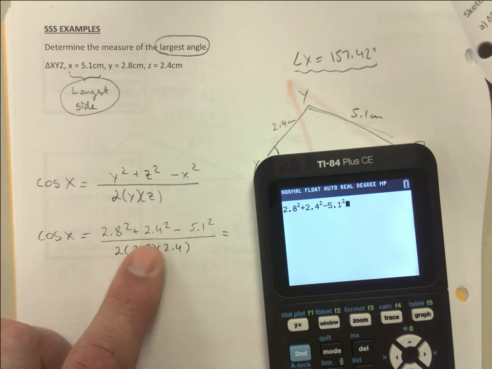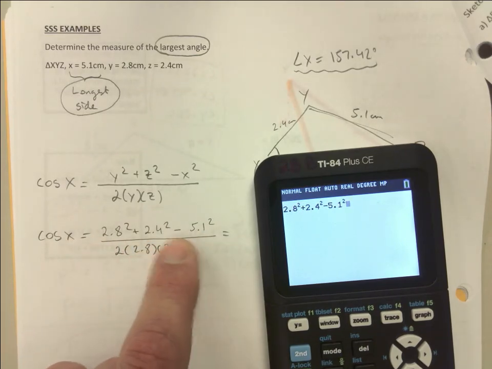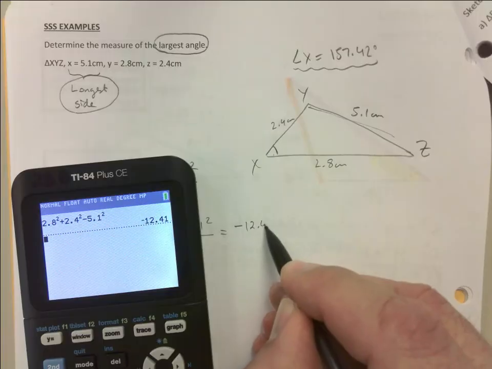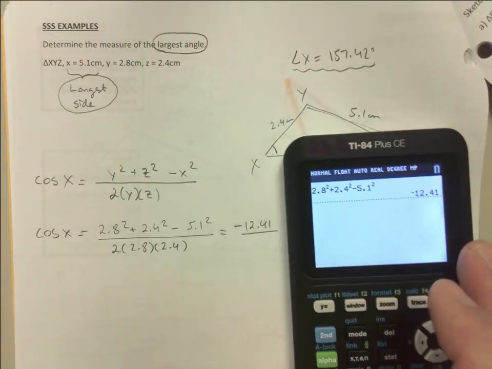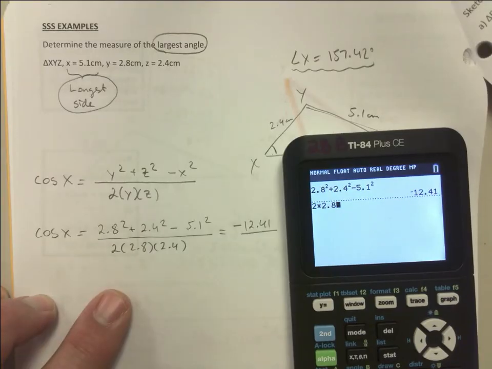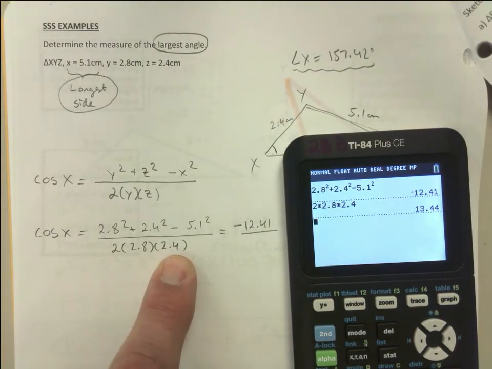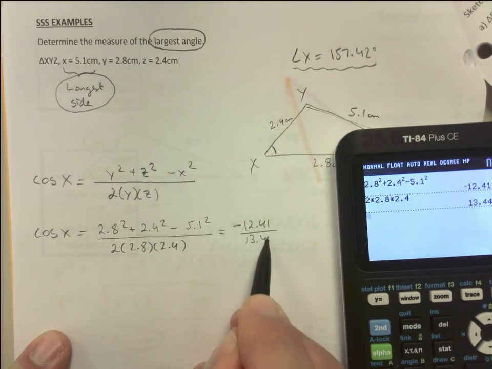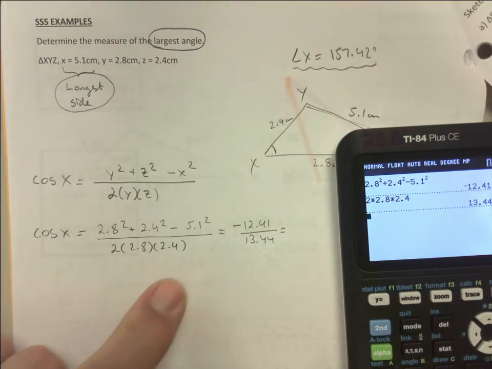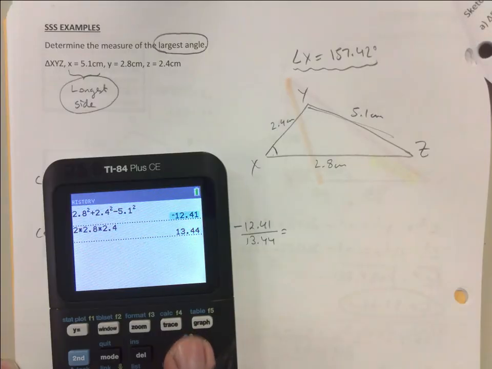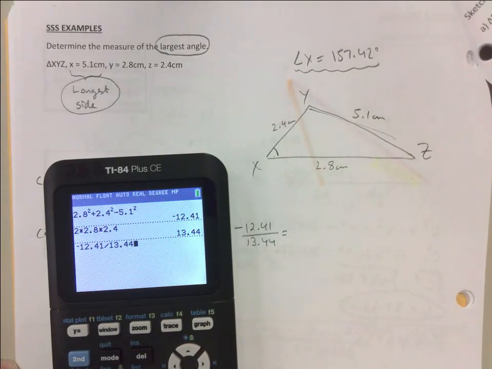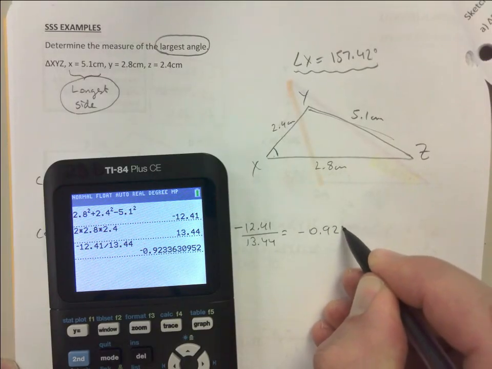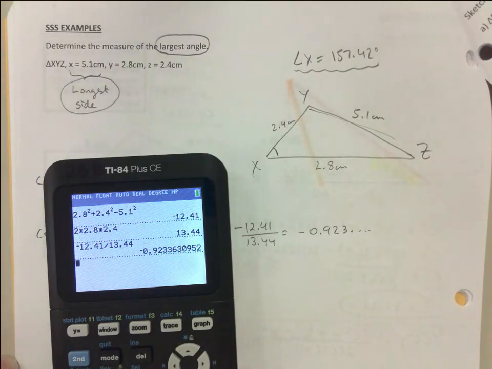Just go ahead and type in the top, square everything, make sure you subtract the last one. You get negative 12.41 over 2 times 2.8 times 2.4. So I do the denominator separately. You get 13.44. Now divide them one more time. Divide that by the denominator, you get negative 0.923, and that keeps going.